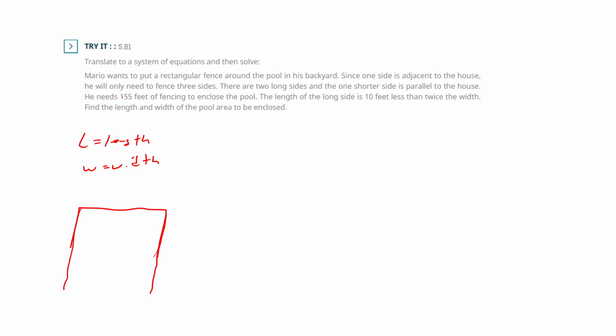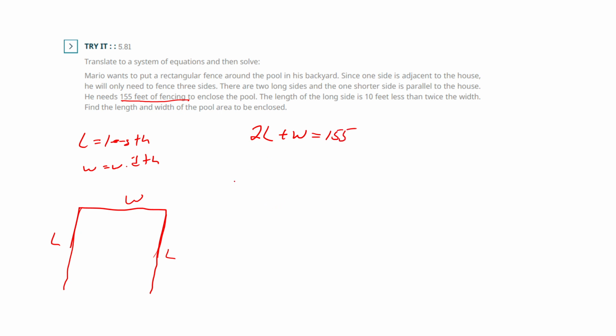Okay, so they tell us we need 155 feet of fencing. So I'm going to start with the perimeter. The house is over here. The perimeter is if you add up around the outside. So I've got two L's and a W, and I've got 155 feet of fencing.